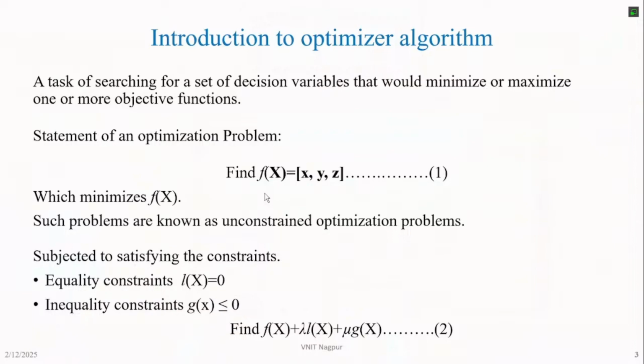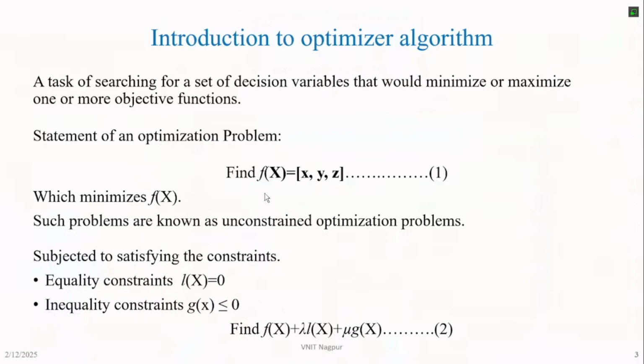optimizer algorithm. In an unconstrained optimizer algorithm, there is no constraint. And when this optimizer algorithm is solved based on certain terms and conditions, these terms and conditions are known as constraints, and these constraints are segregated into two parts. One is equality constraint and another is inequality constraint. Equality constraint for a power system is the balancing of active power.